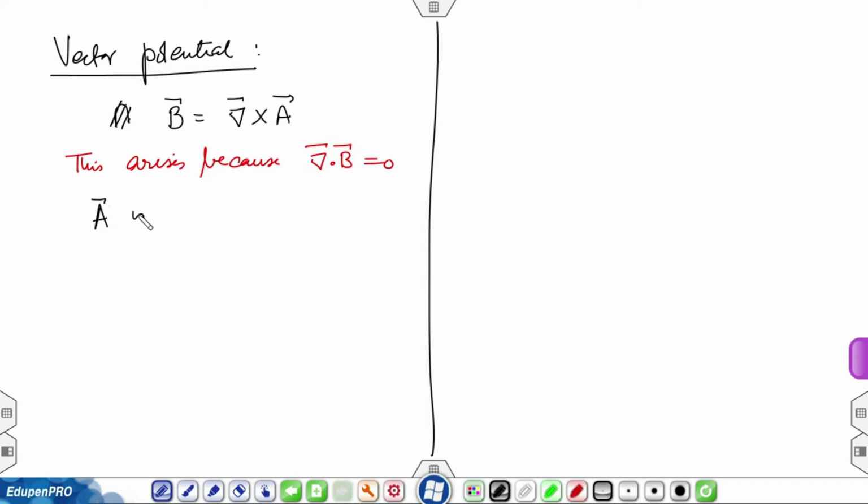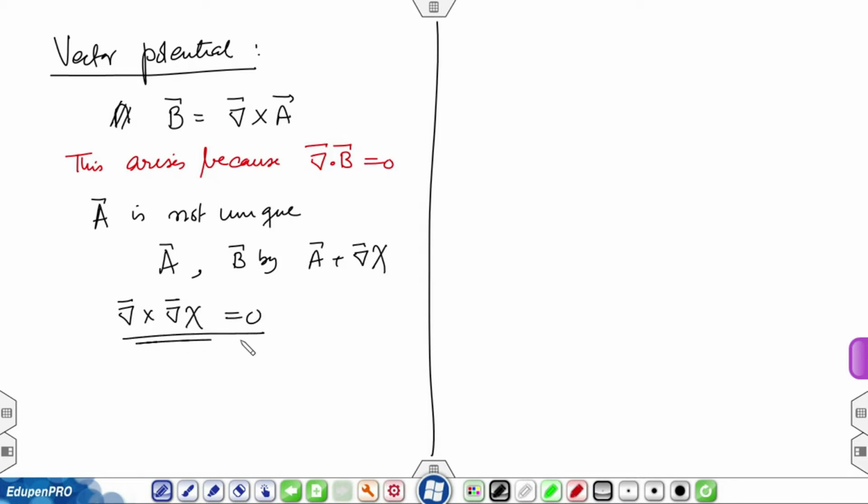Furthermore, A is not unique. Given an A, I can equally well get the same magnetic field B by A plus some gradient of some other function chi, because the curl of a gradient is always 0, and therefore, B does not change even if I add to A the gradient of some function. And then we had calculated A for some one or two current distributions.